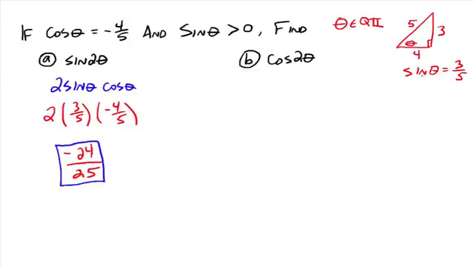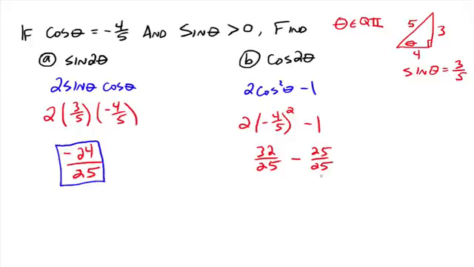Now what about the cosine of 2 theta? Since we already know the sine of theta, we could use any of those three identities. But this time I'm just going to choose the cosine one. So we have 2 cosine squared theta minus 1, and just use our negative 4/5 that's up here. So we have 2 times negative 4/5, that's the cosine of theta, but we're going to square that because it's cosine squared, minus 1. So that goes to 32/25 minus 1, which is 25/25. And so that whole thing goes down to 7/25.